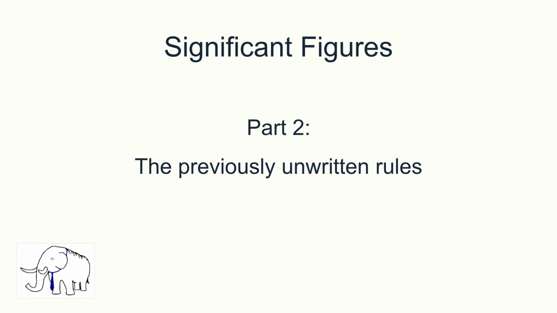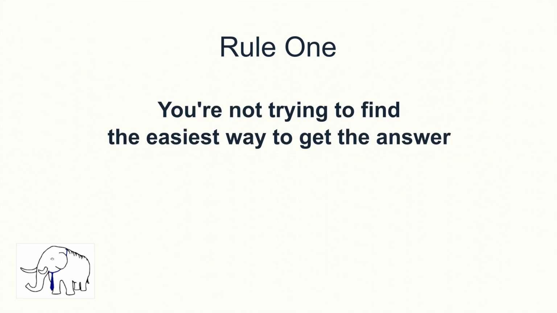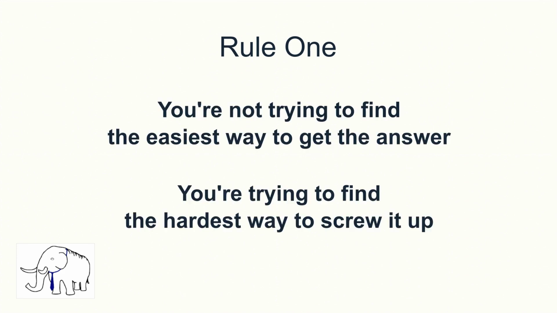What I'd like to talk about this time are three rules that I use, but I don't see them explicitly stated anywhere else. Rule 1. You're not trying to find the easiest way to get the answer, you're trying to find the hardest way to screw it up. For example, and this example is from real life, only slightly exaggerated for educational purposes.